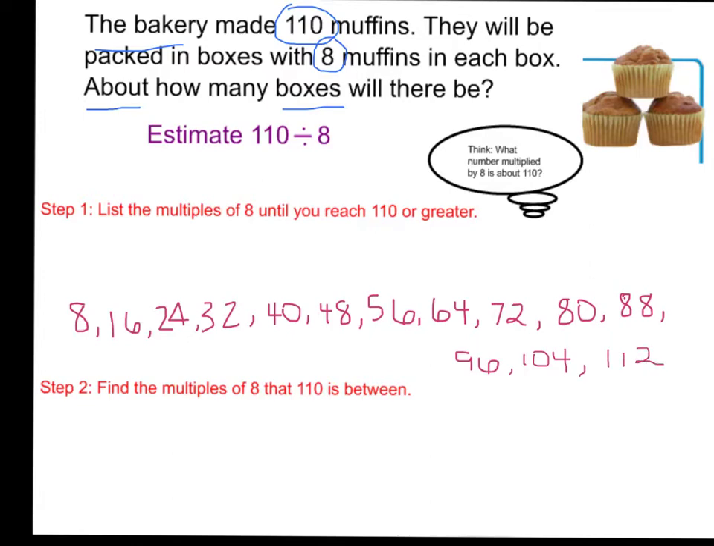So my question says I want to think about what number multiplied by 8 is about 110. Well, I would see that 110 would fall right about here. So that means 8 times 1, 2, 3, 4, 5, 6, 7, 8, 9, 10, 11, 12, 13, 14. So I would say there'd be between 13 and 14 boxes. But since 110 is closest to 112, I would say there'd be about 14 boxes of muffins.